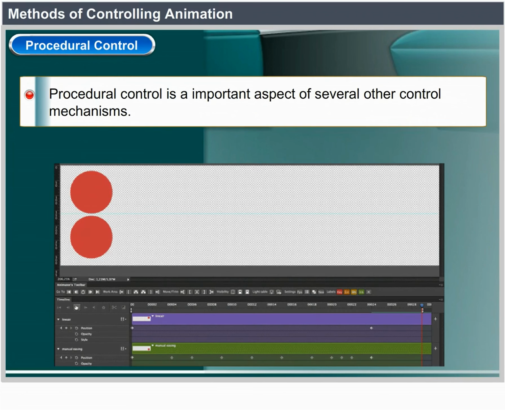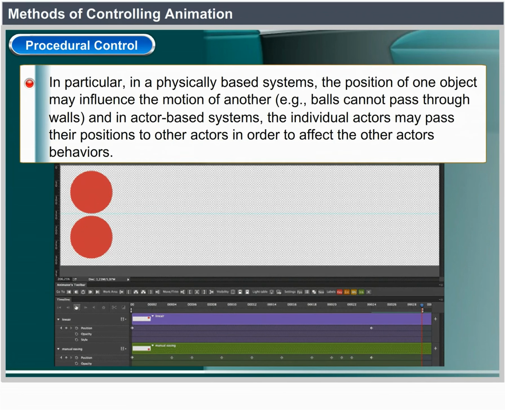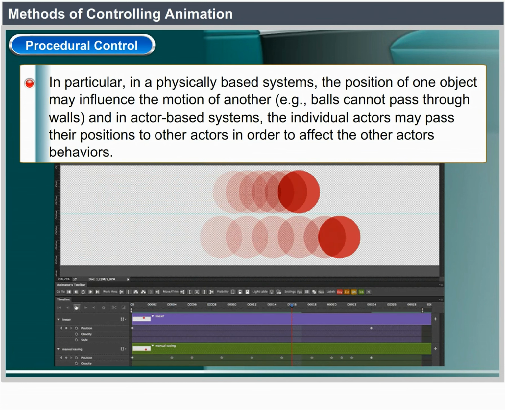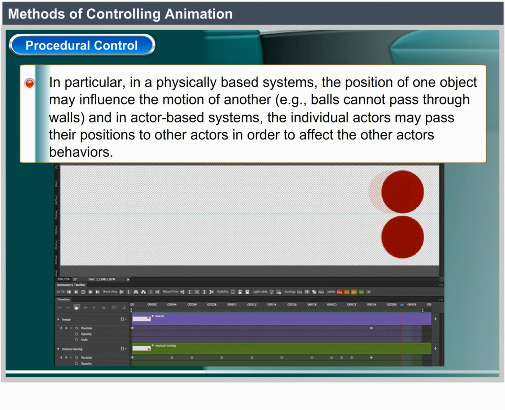Procedural control is a significant aspect of several other control mechanisms. In particular, in physically based systems, the position of one object may influence the motion of another. For example, balls cannot pass through walls. In actor-based systems, the individual actors may pass their positions through other actors in order to affect the other actors' behaviors.